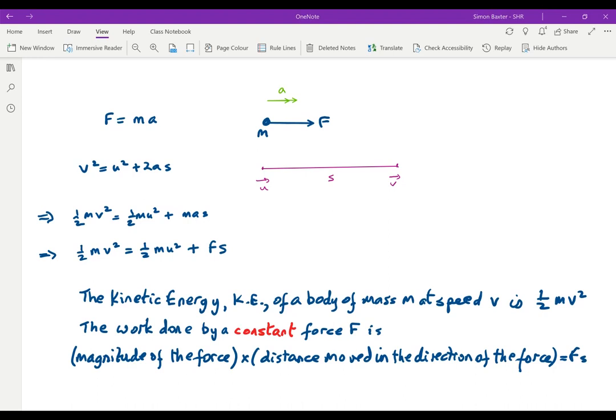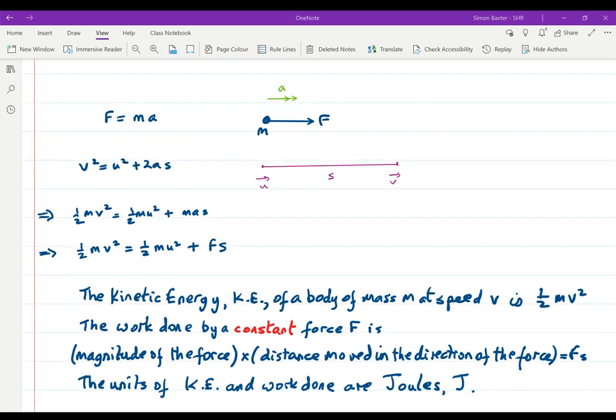The next thing that we look at is the little bit here, F times s. This we call the work done. The work done by a constant force has to be constant because in the equation v squared equals u squared plus 2as, a must be constant, so F must be constant. Work done by a constant force F is the magnitude of the force times the distance moved in the direction of the force. In this case, this is equal to F times s. We shall say more about that in a moment. The units of kinetic energy and work done are joules, which we write just by the letter J.